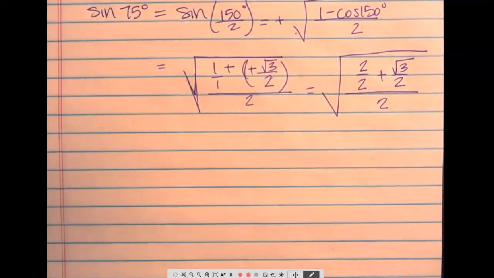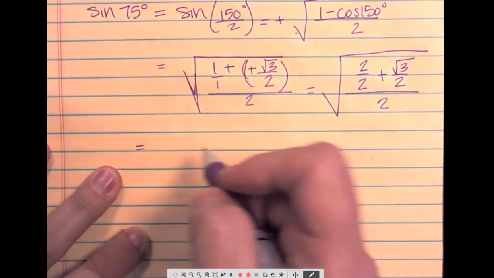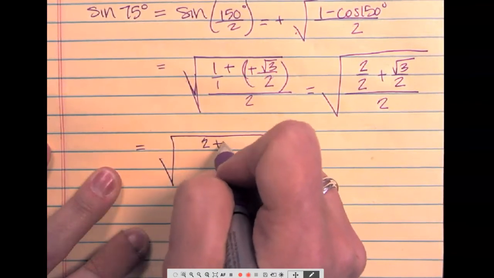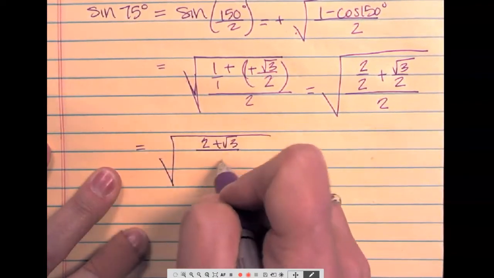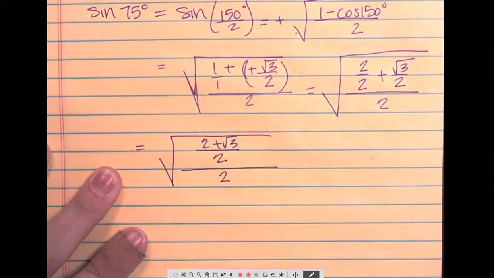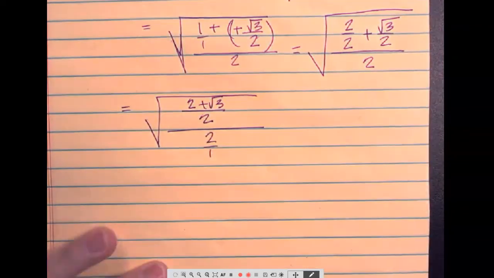It's almost just like the last one. It's just slightly different numbers here. Okay, I'm going to add them. 2 plus square root of 3. Those are not like terms, but I have my common denominator of 2, and all of that is still over 2. And that is technically 2 over 1.